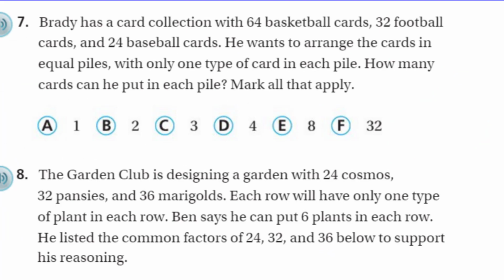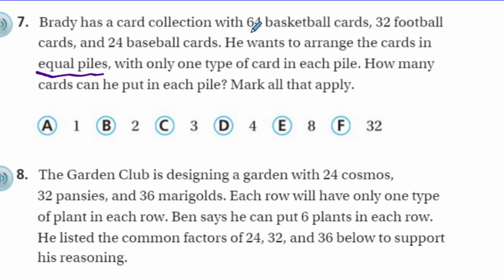Now number 7 says, Brady has a card collection with 64 basketball cards, 32 football cards, and 24 baseball cards. He wants to arrange the cards in equal piles with only one type of card in each pile. There we go again. That's equal piles, like equal amount of tulips in each vase. How many cards can he put in each pile? Mark all that apply. Okay, cool.